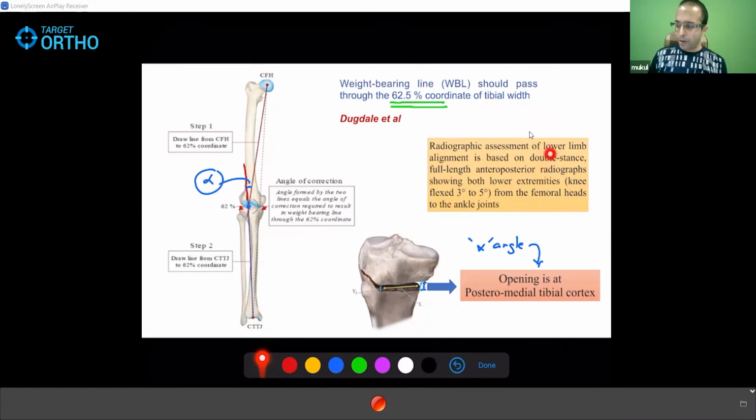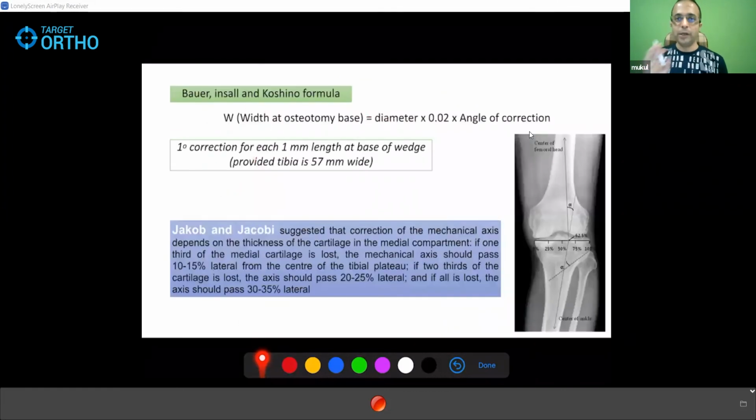You get that scanogram done with knee flexed 3 to 5 degrees. Draw the mechanical axis. Mark that 62.5% coordinate on the tibia towards the lateral side. Connect these lines, and this will be the angle of correction. And whatever angle of correction you have achieved, you have to maintain that angle of correction at the posterior medial tibial cortex. This is the recommendation by Dugdale et al.